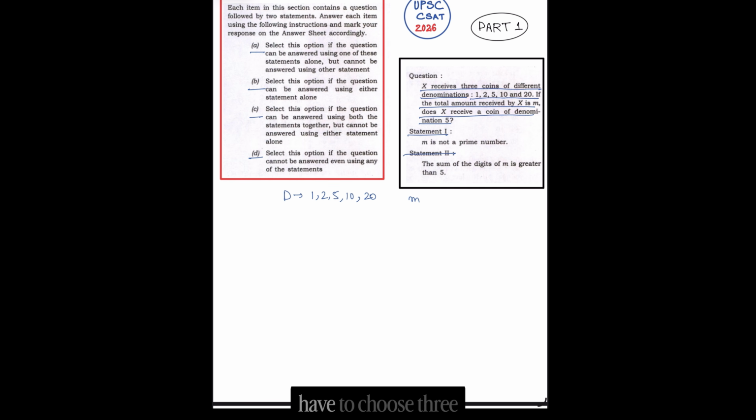We have 5 coin denominations of 1, 2, 5, 10 and 20. X receives exactly 3 different coins and their total value is M. Now we have to determine whether one of these 3 coins is of rupees 5. Since we have 5 denominations and we have to choose 3 different coins, the total number of possible combinations is 5C3. This is equal to 10. Since there are only 10 combinations, let us list all of them.